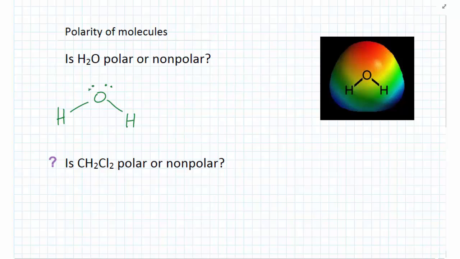What is this shape called? Bent. And it's important that you draw it with that bent shape. If we're ever talking about polarity, the shape of the molecule counts. Okay? And it's that bent shape that actually gives us our answer here.